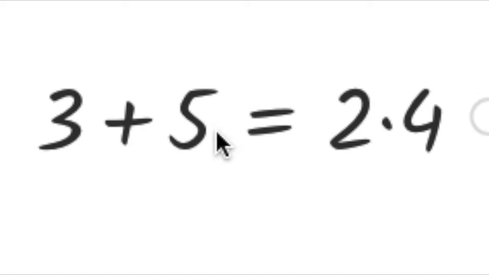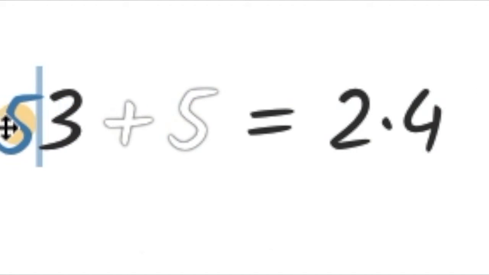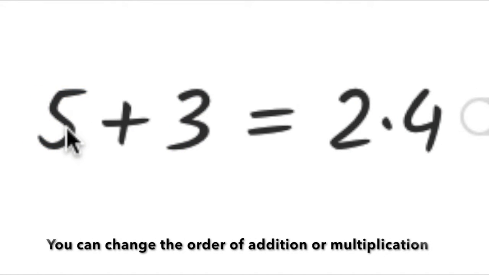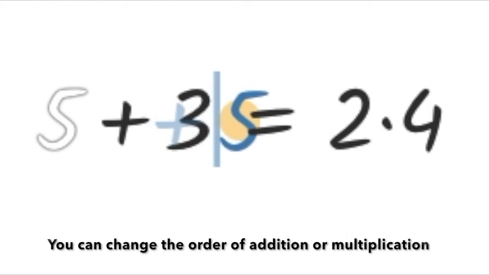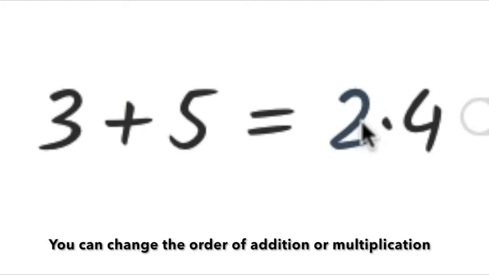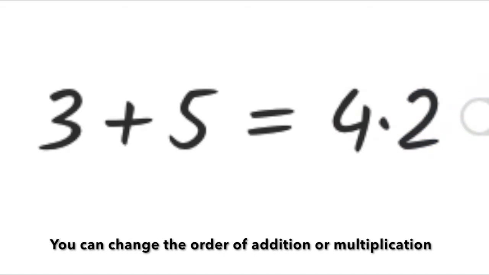Next, we'll talk about the commutative properties of multiplication and addition. In Graspable Math, you can click and drag a term to change the order. Notice how changing the order of addition or multiplication does not change the result.